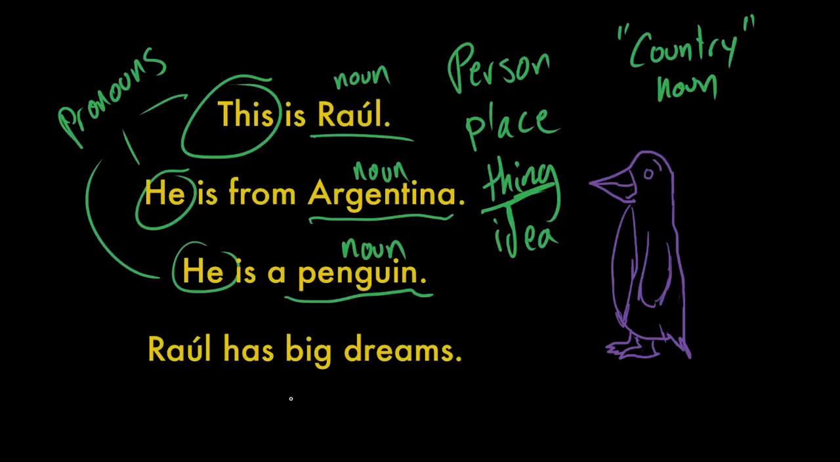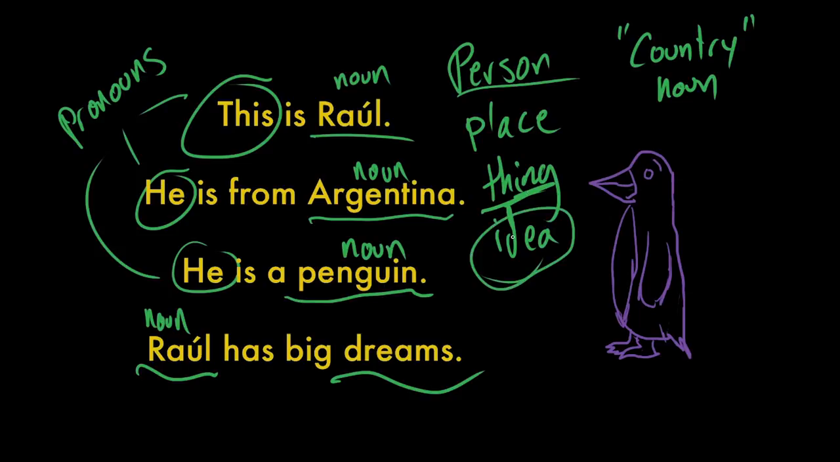Sentence number 4, Raul has big dreams. So here we have Raul again. We know from the first sentence that it's a person's name. So we're just going to say this is also a noun again. And dreams. Now, a dream isn't a person, a place. It's a thing, sure. The reason I put in idea as a fourth category is to get at stuff that you can't pick up. Like, for example, so dream, yes, dream is a noun.